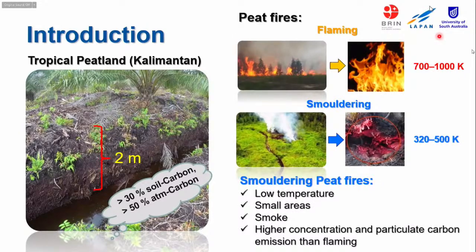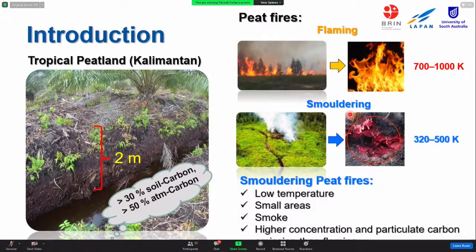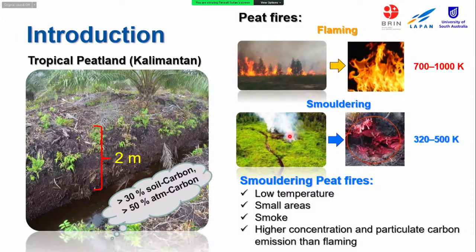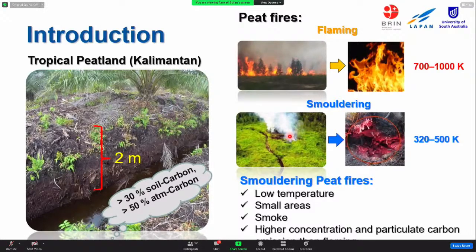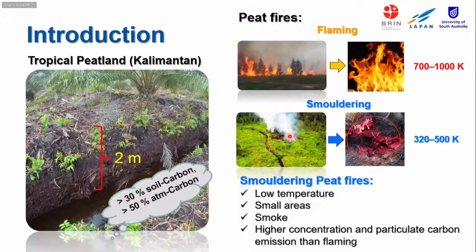Then the second keyword is fires. In a fire condition, peatland fires consist of two stages, which are flaming and smoldering. In this research, the highlight will be on the smoldering fires, which mostly occur in small areas as a result of the agriculture practice of the local farmers.